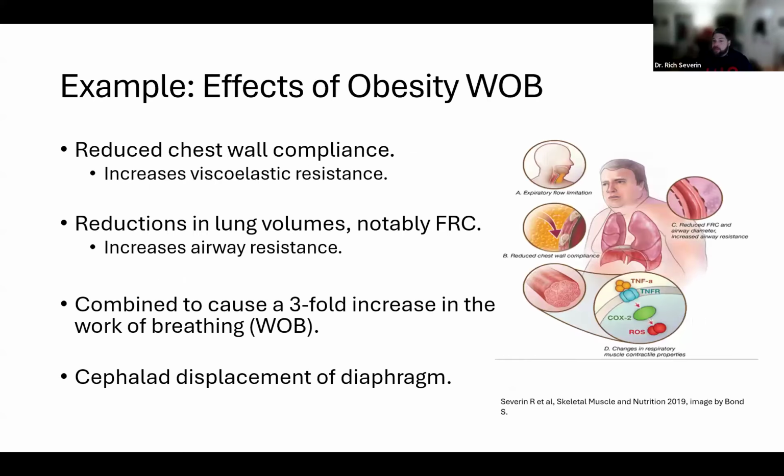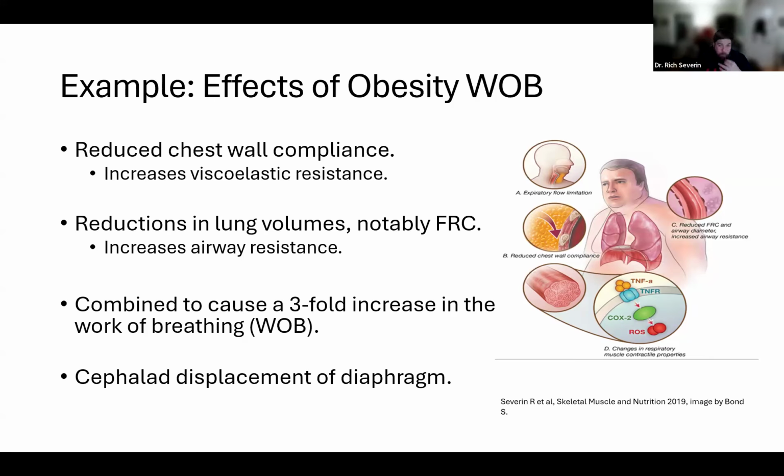An example of this, obesity, is a population I work with where there are huge reductions in chest wall compliance, reductions in lung volumes, which decrease airway caliber size, which increase airway resistance. So in obese patients, they have a threefold increase in the work of breathing, which makes even basic tasks sometimes very challenging because the work the breathing muscles have to work against is higher at a three times rate. So again, just an example of how these things can play in.